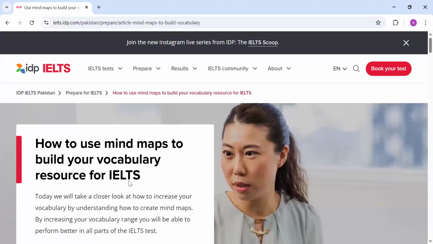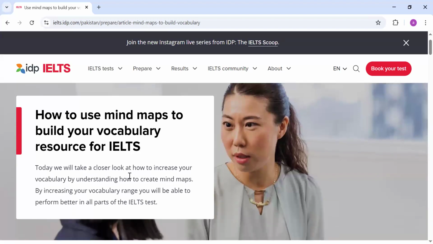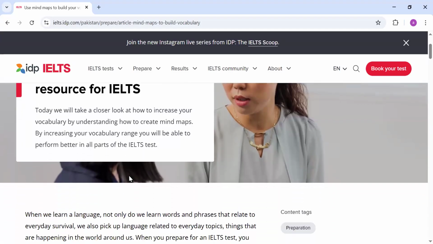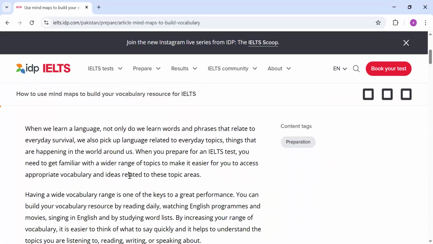How to use mind maps to build your vocabulary score fast. So you know it is necessary both in speaking and writing as well. It helps us to make comprehension easy while doing reading if you know different words. So we will discuss how we can create it.